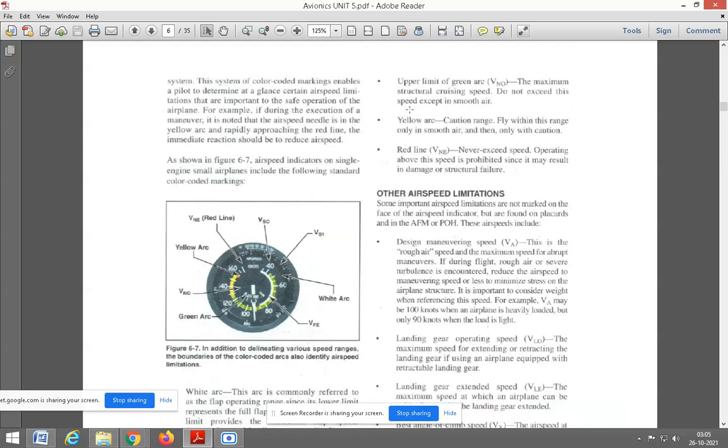The yellow arc is the caution range. That means fly within this range only in smooth air and then only with caution. If any turbulence occurs while moving in smooth air, the yellow arc will be entered. Okay, the yellow arc will be indicated.